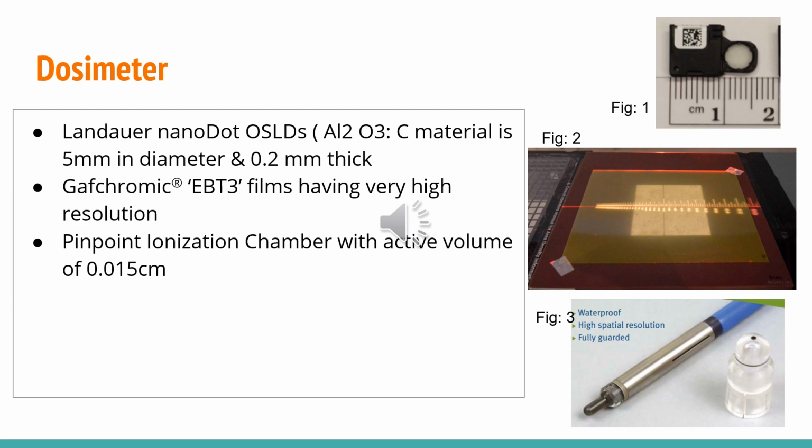GafChromic film, very high resolution. In figure 2 you can see, and the pinpoint ionizing chamber, especially designed for small field dosimetry. Its active volume is around 0.015 cubic centimeter. Literature states that diamond detector is much better for the small field dosimetry, but unfortunately we don't have that dosimeter in the department yet.